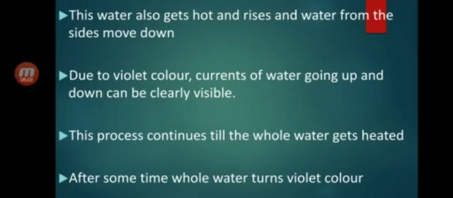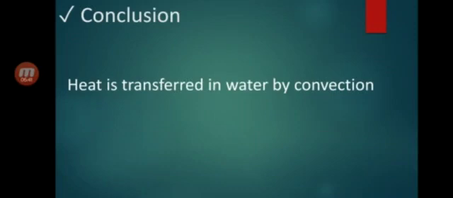Due to the violet color, currents of water going up and down can be clearly visible. This process continues till the whole water gets heated. After some time, whole water turns violet color. Conclusion: heat is transferred in water by convection method.